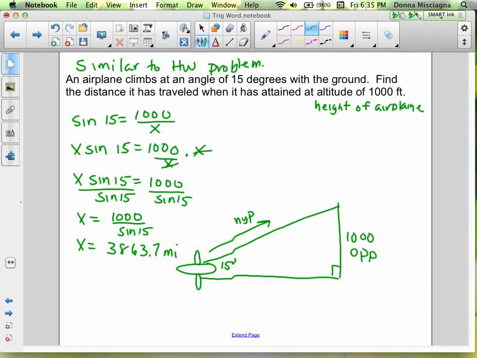And there we go. All right, so the big key idea on these problems is first, draw a diagram. Second, make sure you understand the parts of the diagram. And if you have questions, let me know.